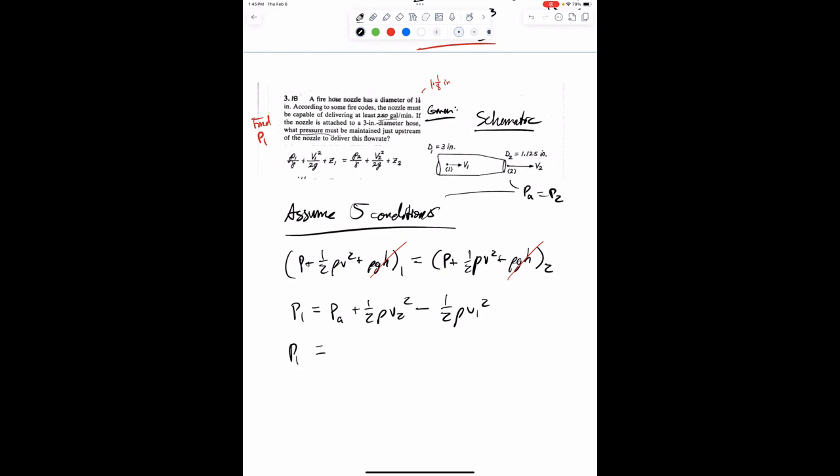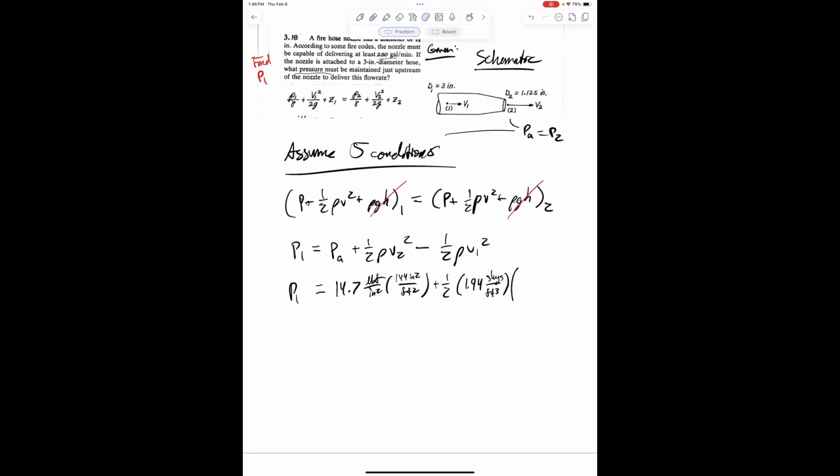So therefore, P1 is, we're working in English units, so 14.7 pounds per inch squared times 144 inch squared per feet squared, because we want to work with feet, plus 1/2 times rho, the density of the fluid, 1.94 slugs per cubic feet, times the difference of my velocities squared. So I need to get those terms actually.